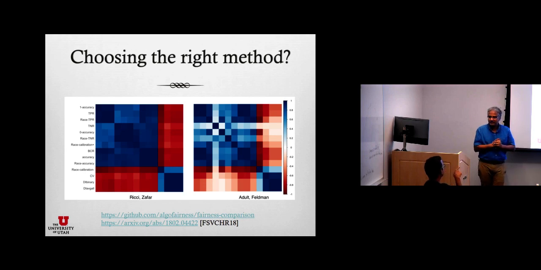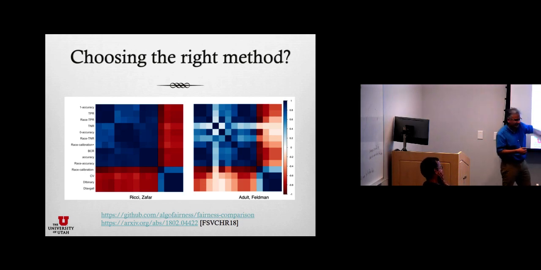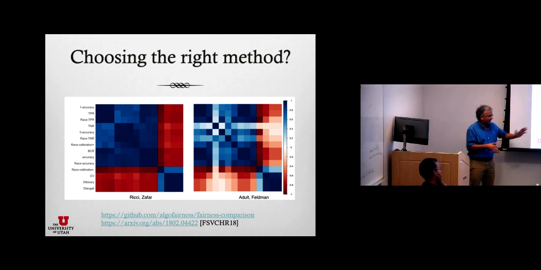Yes? Rows and columns are the same. Well, yeah, it's a correlation matrix. Yeah, exactly. So you want to see things along the diagonal, right? So that's what we expect to see. So we've got this out there available.